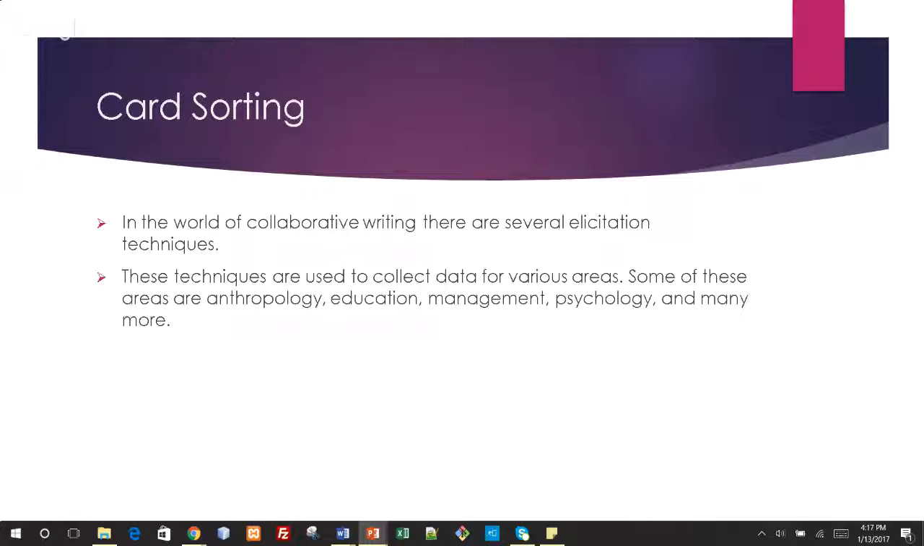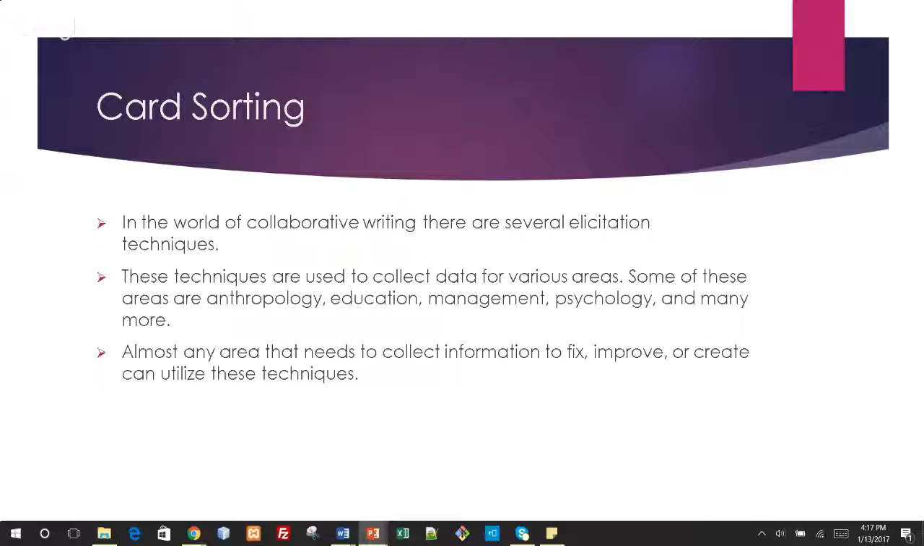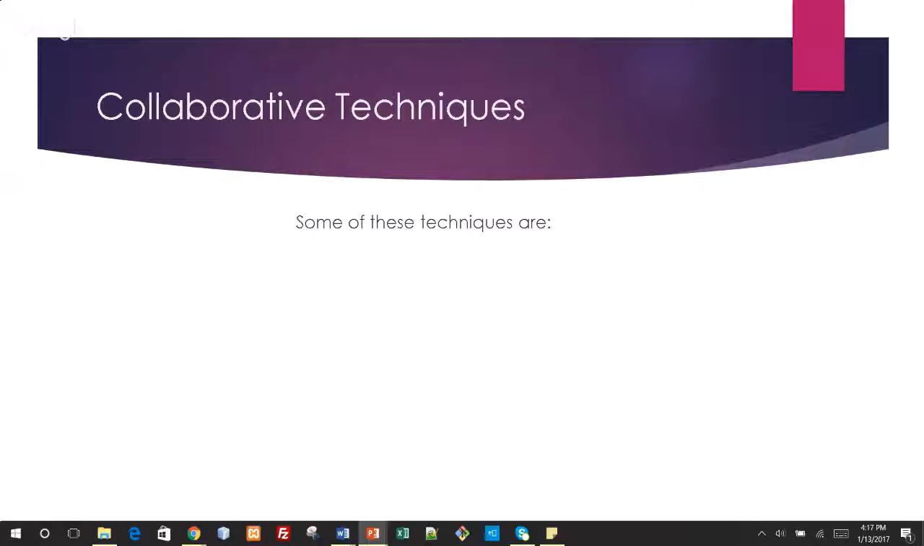These techniques are used to collect data for various areas, such as anthropology, education, management, psychology, and pretty much anything that needs to have data collected. Maybe the system has a problem, needs to be fixed, or maybe it's outdated and needs to be updated so we can improve it, or maybe we need to create something new. And we can use any of these techniques to gather the information that we need to create the new system.